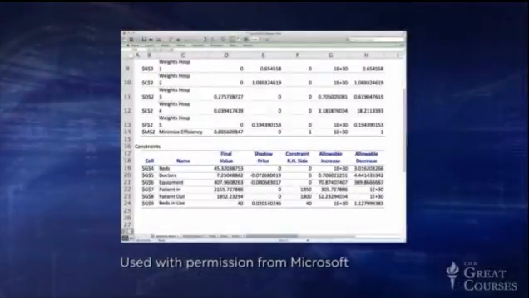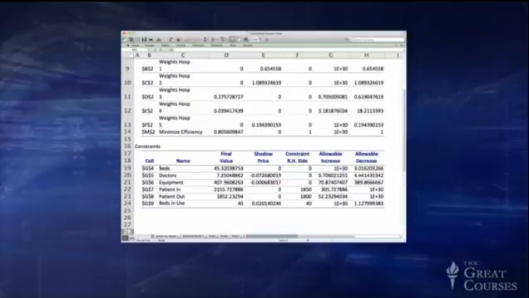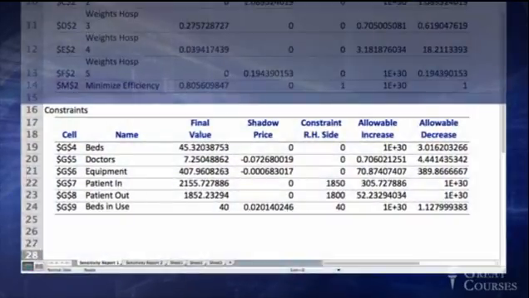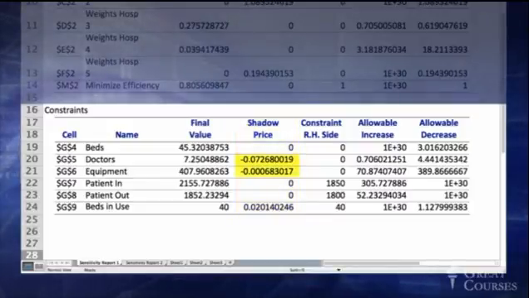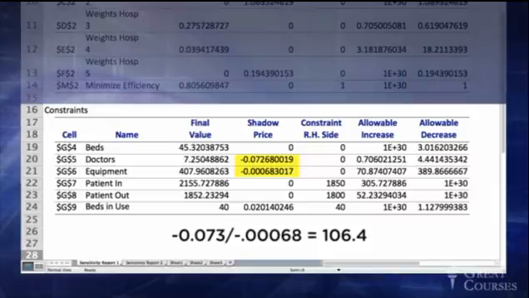For that, I'll go back to our analysis of Hospital 5, the one with the dreadful efficiency of less than 81%. Here's the right-hand side range report from the linear program. Let's see what it tells us about the DEA program. Especially useful here are the shadow prices. They allow you, among other things, to compute the marginal rates of substitution for the inputs. For example, take the shadow price of doctors and divide it by the shadow price of equipment, and you get negative 0.073 divided by negative 0.00068, or 106.4.